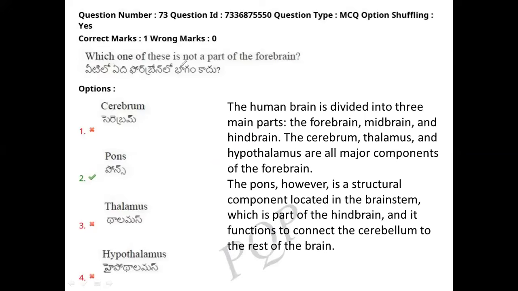Next, which one of these is not a part of the forebrain? Generally cerebrum, thalamus, hypothalamus all come under the forebrain. The pons comes under the hindbrain. Coming to the function of the pons, it helps in connecting the cerebellum and the rest of the brain. It is a structural component in the brain stem responsible for connecting the cerebellum to the brain. So it is a part of the hindbrain, not the forebrain. So this is your explanation part. Go through that once if you want.